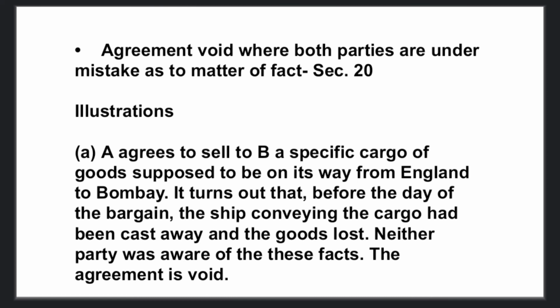So by the time they were both entering into the agreement, the ship had been cast away and the goods were lost. So both were under the mistake of fact that the ship existed, there would be conveyance, the goods would be imported or exported. So on that basis they made the contract. But in actuality, the fact is something different. The ship has been cast away and no more goods like that exist. So in this case, the agreement is void.